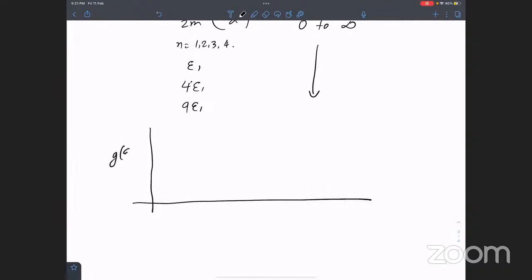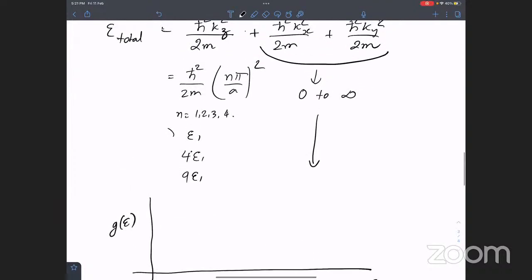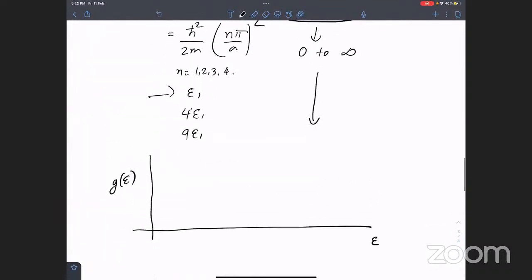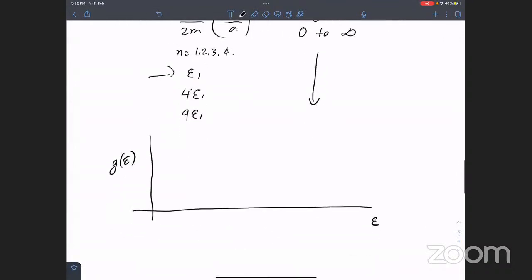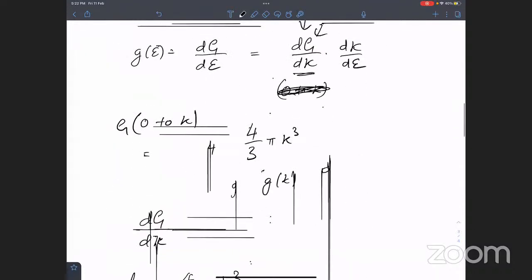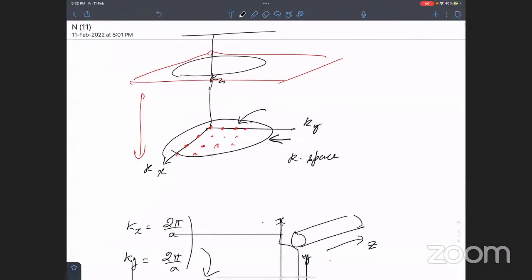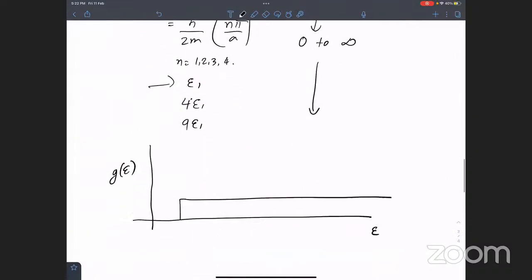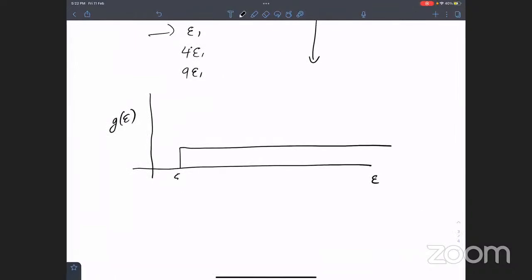If we were to plot the density of states as a function of energy, we know that total energy can never be less than E1. So the Z contribution is E1. And if we count just that, then we're going to plot it like this. This is the density of states for the lowest plane, this plane. Now the next plane will start at 4E1.